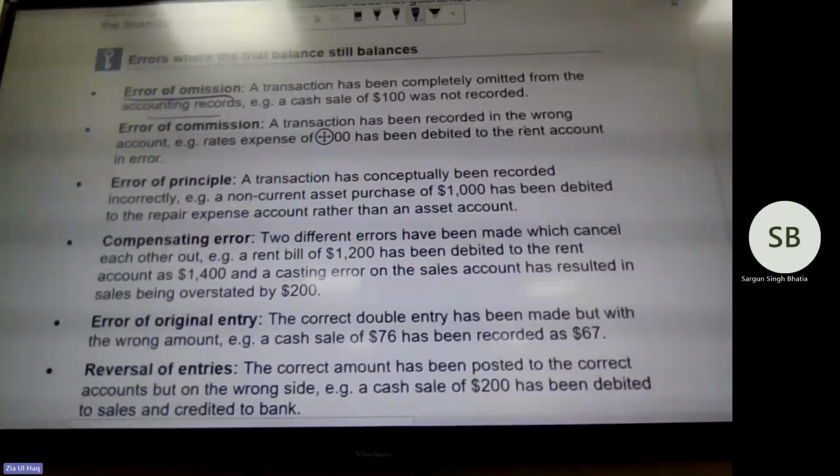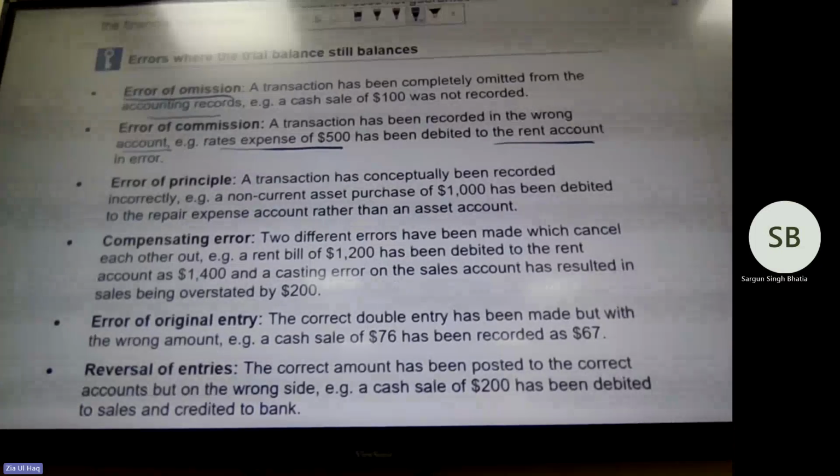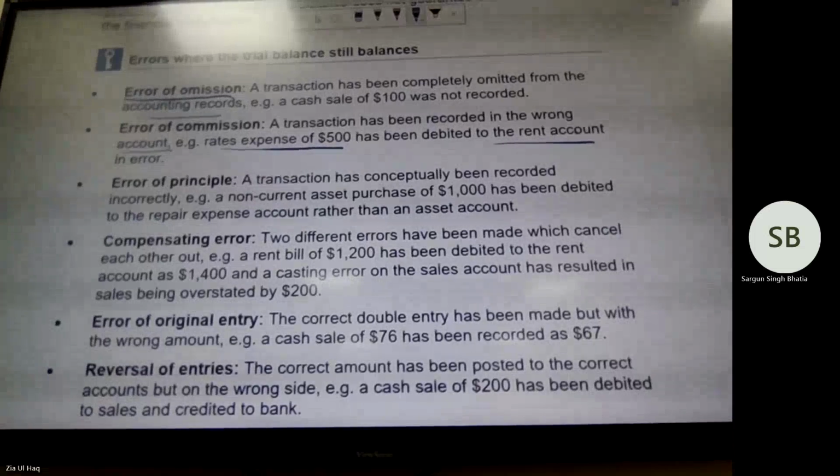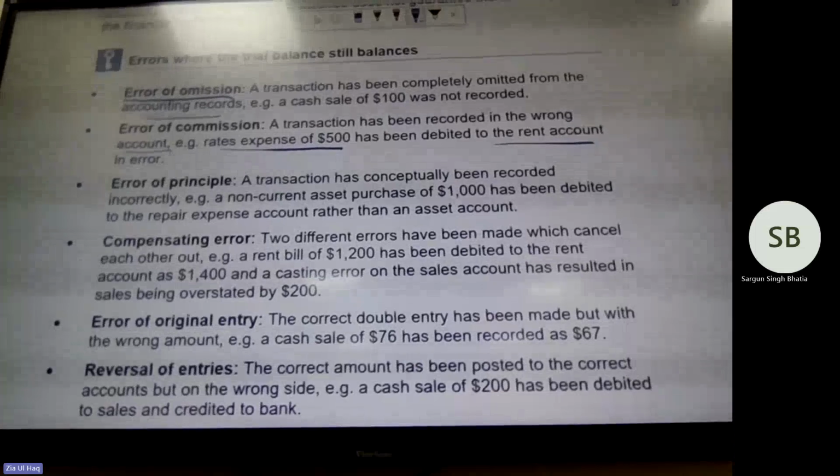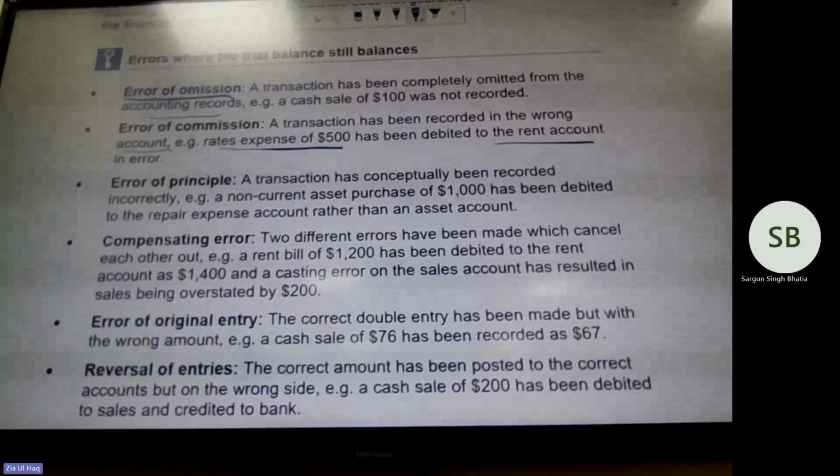What is error of commission? A transaction has been recorded in the wrong account. For example, instead of recording rates expense to cash, they have recorded rent expense to cash. That is called error of commission. It means the wrong account balance has been recorded.